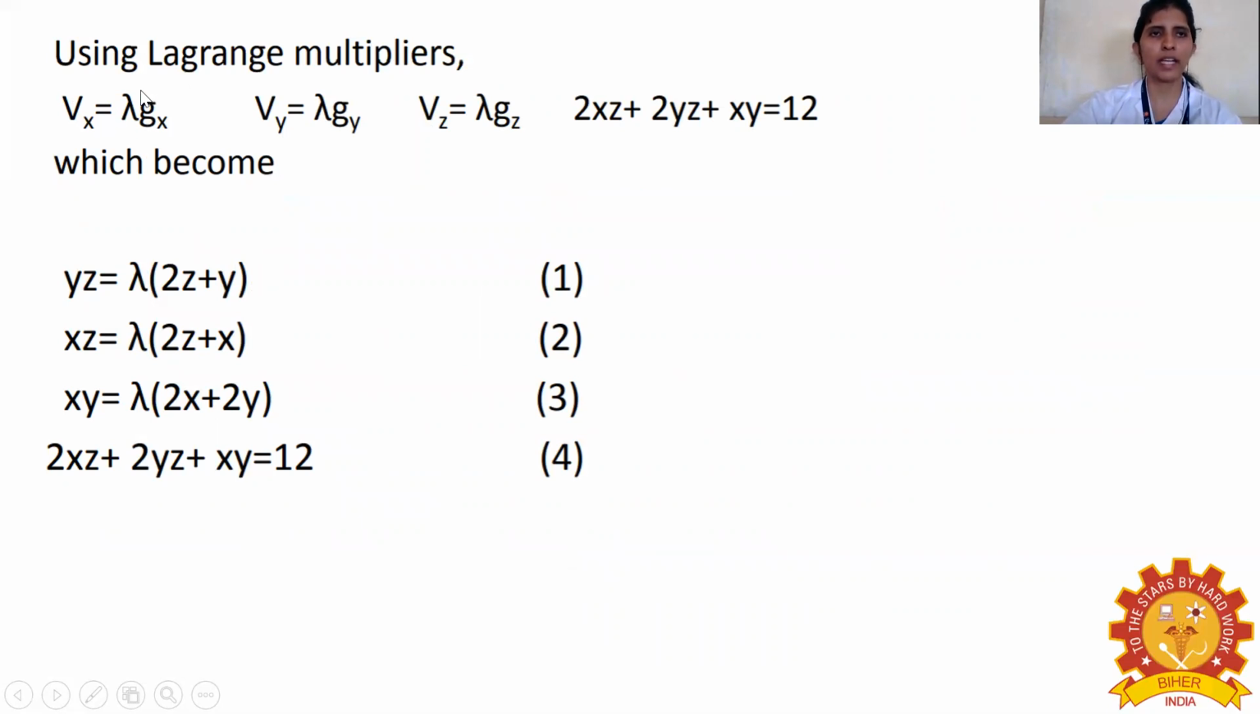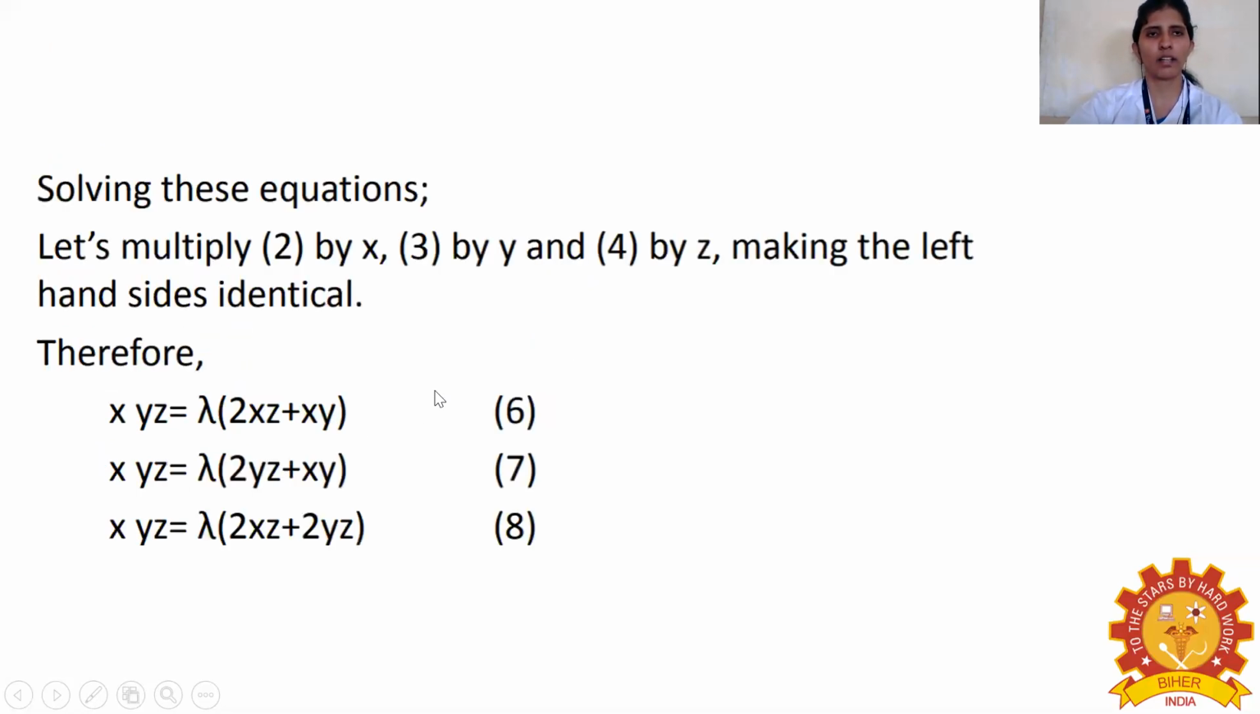And using the Lagrangian multipliers, we have to differentiate each function with respect to x and y and z, multiplying by the Lagrangian multiplier lambda also. Using these notations, we receive the equations as follows. yz equal to lambda into (2z plus y). xz will be equal to lambda into (2z plus x). And xy will be equal to lambda into (2x plus 2y). And 2xz plus 2yz plus xy will be equal to 12.